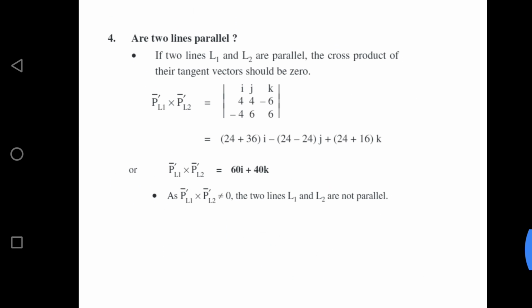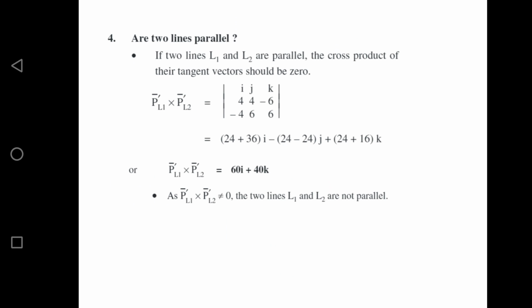Next, are two lines parallel? From seeing the figure, these two lines are not parallel, but we have to prove it mathematically. Mathematically, if two lines L1 and L2 are parallel, the cross product of their tangent vectors should be 0.